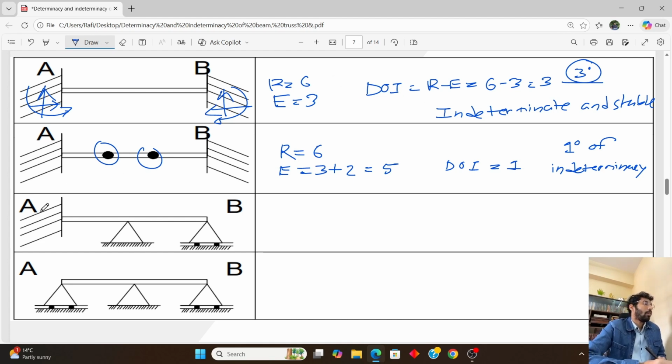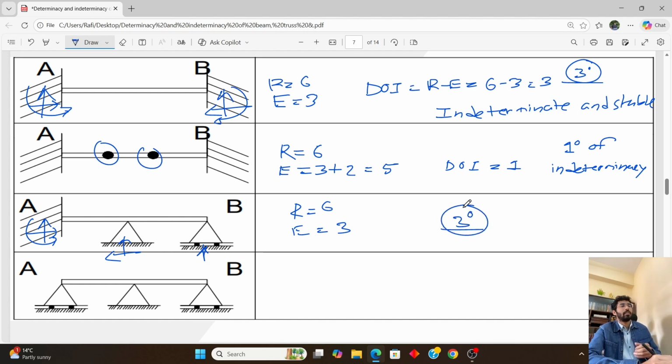Okay, at the third problem we will see that there is a fixed support, so there are three unknown reactions acting here. There is a hinge support, there are two unknown reactions, there is a roller support, there is one unknown reaction. So the value of R will be 6, the value of E will be 3, so we will get 3 degrees of indeterminacy here.